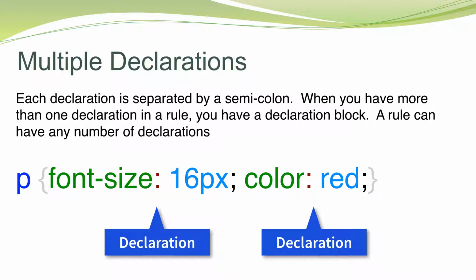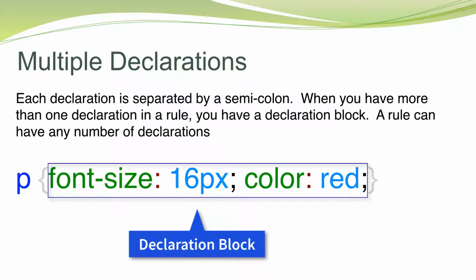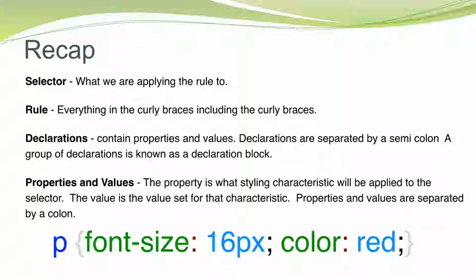This example shows a rule that has two declarations. Each declaration is separated by a semicolon. When you have more than one declaration in a rule, you have a declaration block. A rule can have any number of declarations.